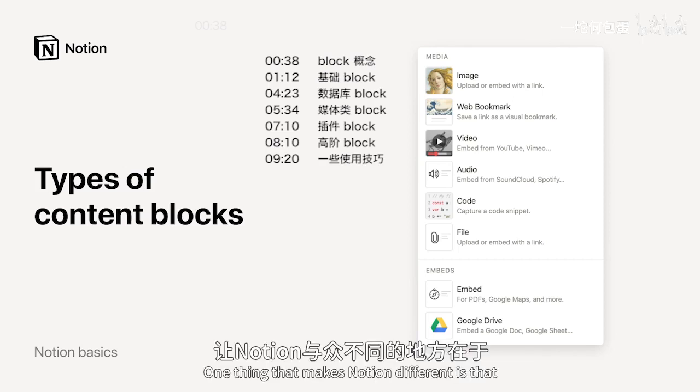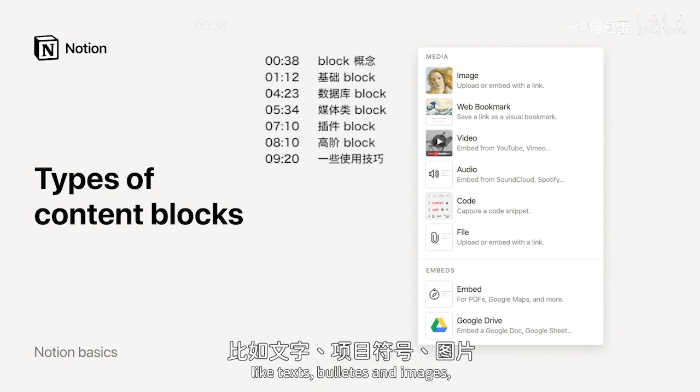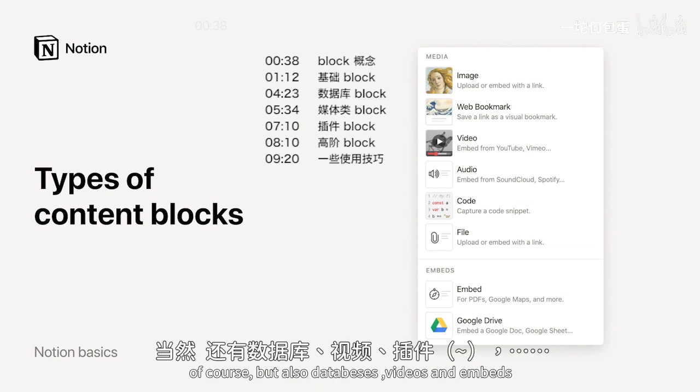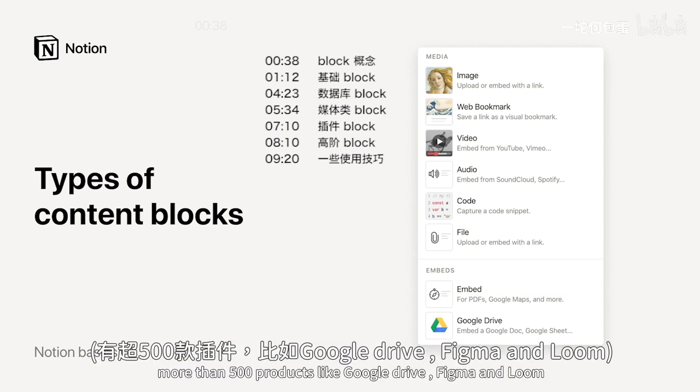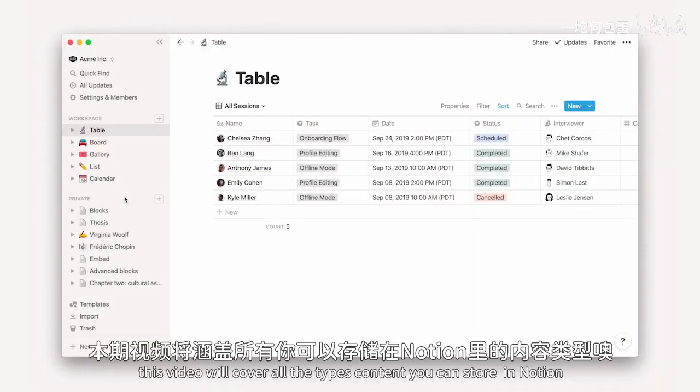Hello! One thing that makes Notion different is that you can add dozens of different types of content to any one page, like text, bullets, and images of course, but also databases, videos, embeds for more than 500 products like Google Drive, Figma, or Loom, or even code notations. This video will cover all the types of content you can store in Notion.